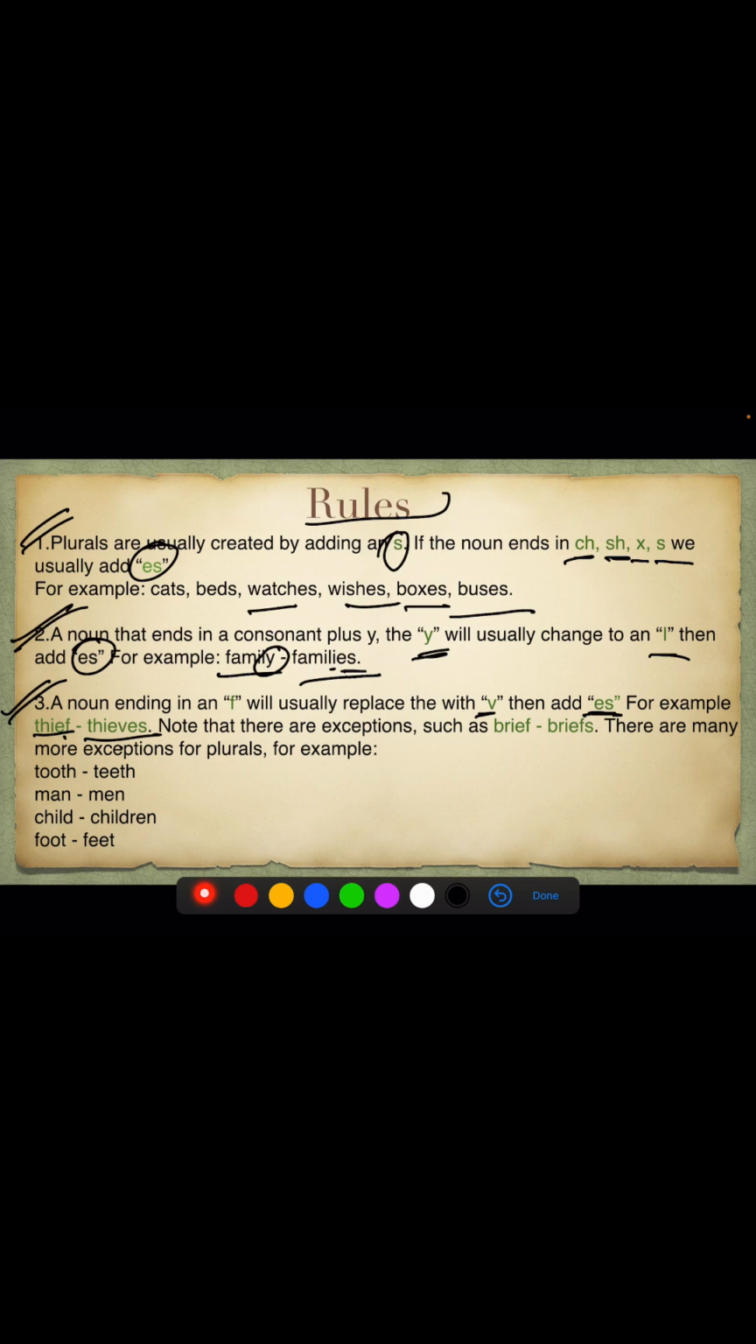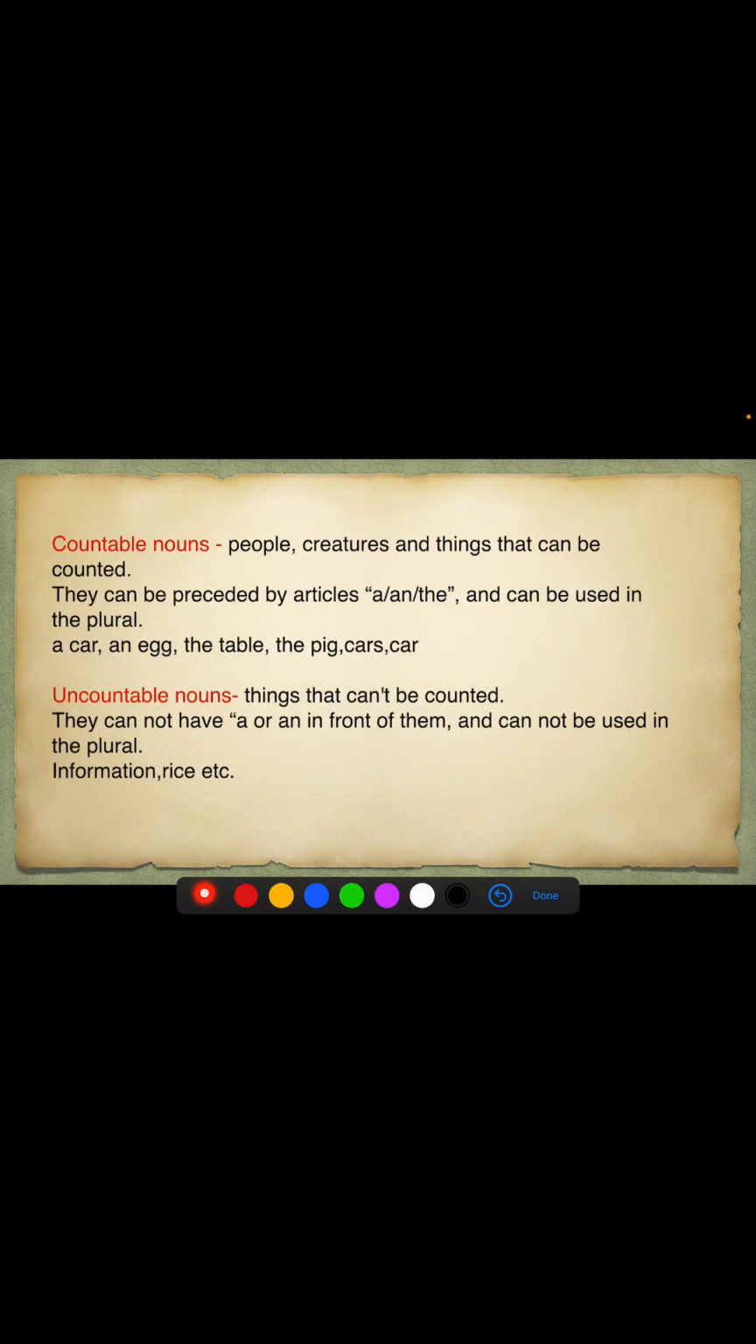But there are some exceptions: brief and briefs. The plural form of brief is briefs. We do not replace f with v here. And there are many more exceptions for plural forms. For example, tooth is singular but teeth is the plural form. Similarly, man is singular and men is plural. Child, children, foot, feet.